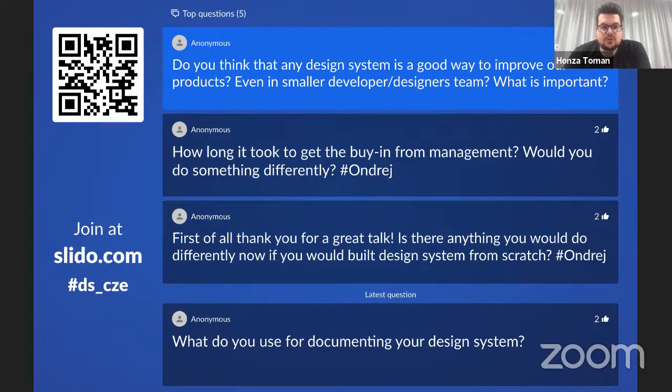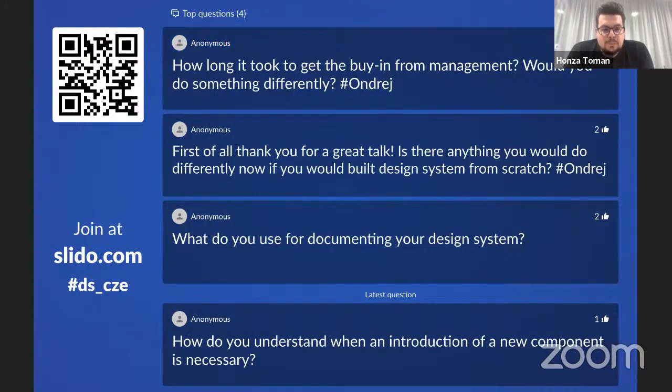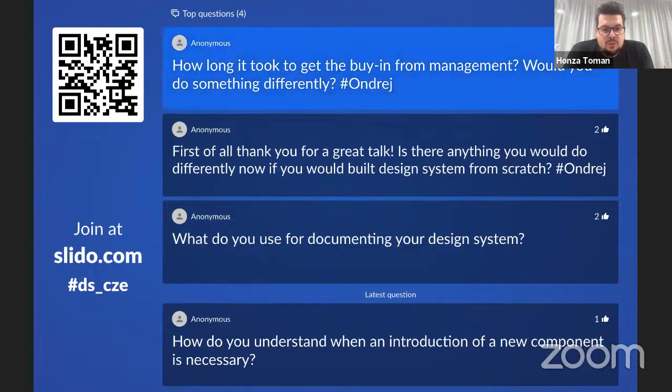Okay, so last two questions because we are running out of time. So yes, how long did it take to get the buy-in from management? Would you do something differently? I think Ondřej already mentioned that, but if you want to add something to that, feel free to do it.